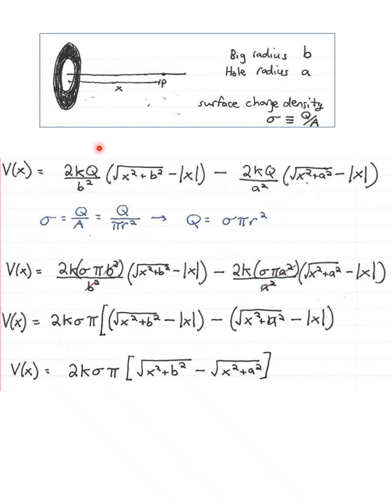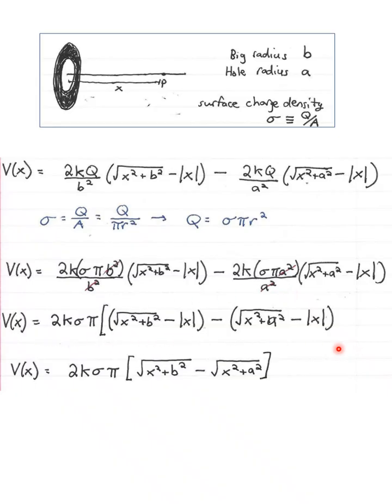And now when I see Q, I'm going to substitute that in. Sigma pi b squared for the big disk. Sigma pi a squared for the small disk that has been removed. The b squared and the a squared, you can see those divide out. And when I clean it up, it becomes 2k sigma pi.